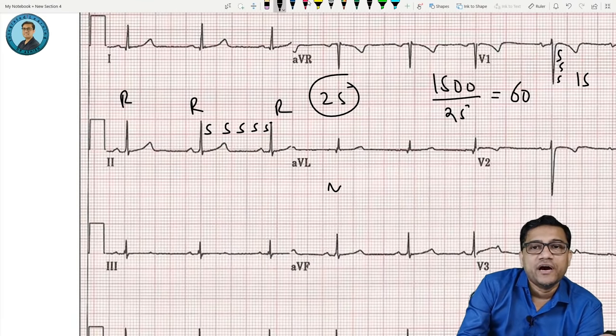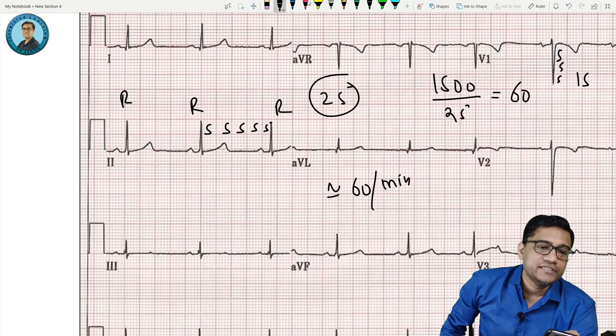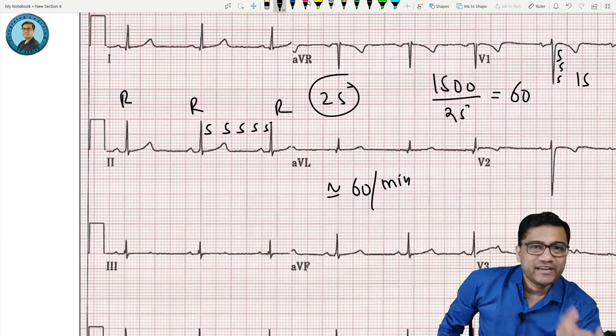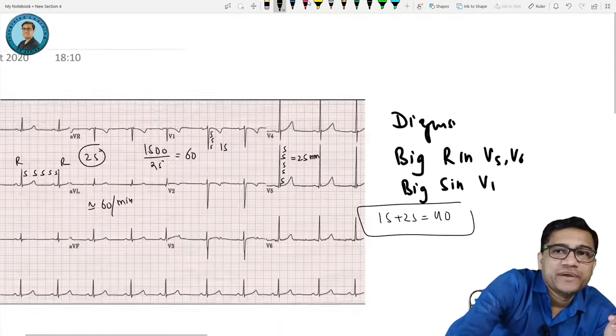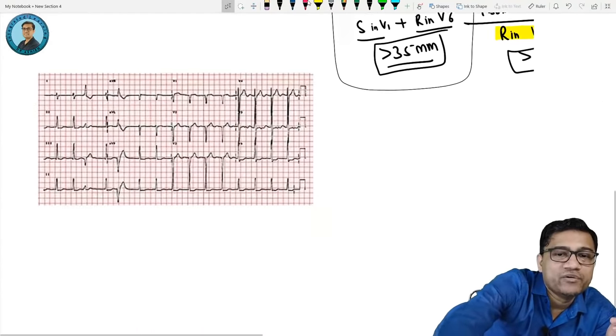So what is the heart rate? Around 60 per minute. Clear? Easy. So 60 is the value. You can take 4 or 5, it doesn't matter. The main thing is that the concept should be clear. Here we have done that already.